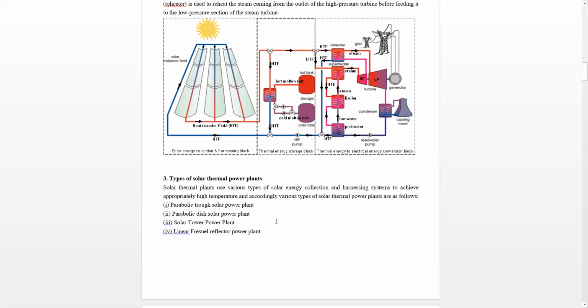Now, I will cover these different types of power plants in the second lecture.